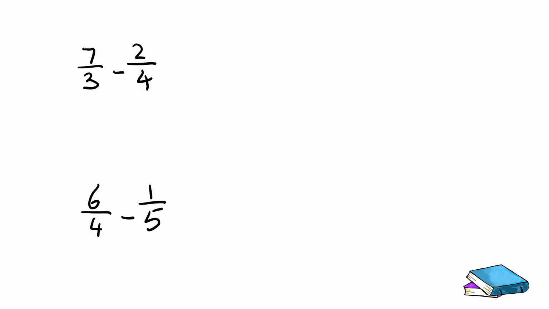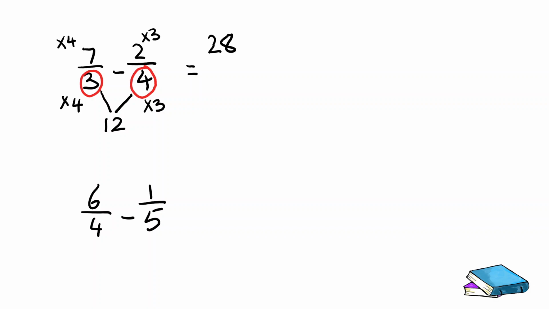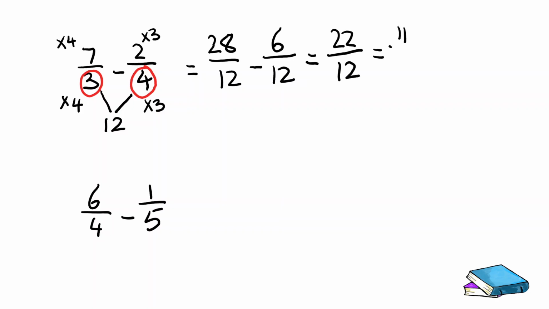Once again, we can see that the denominator is not the same, so we can't just subtract them normally. We need to find the lowest common multiple between 3 and 4, which was 12. Times the left by 4 to get to 12, times the right by 3 to get to 12. And then what we do to the bottom, we do to the top. Once you've got that, you expand it out. So 7 4s are 28 over 12 minus 2 3s are 6 over 12, and that gives you 22 over 12. You can divide that by 2 to give us 11 over 6.